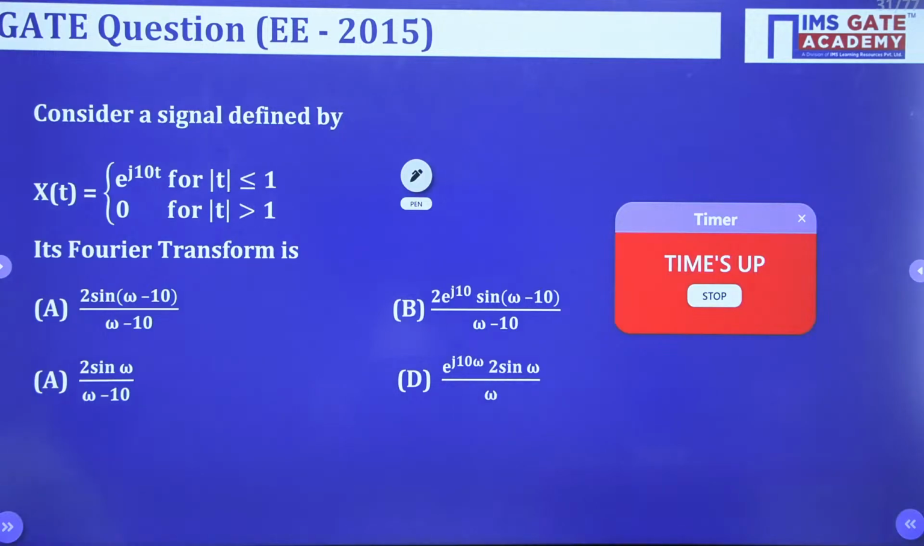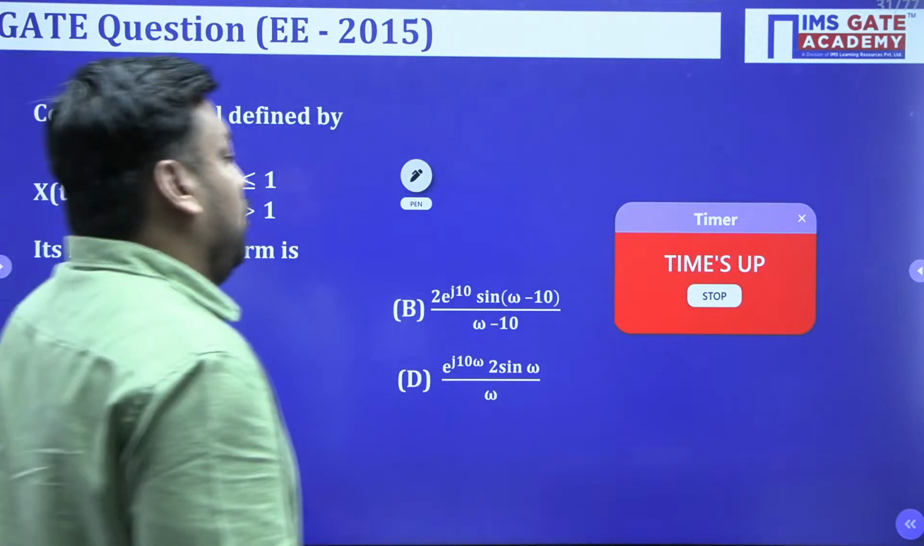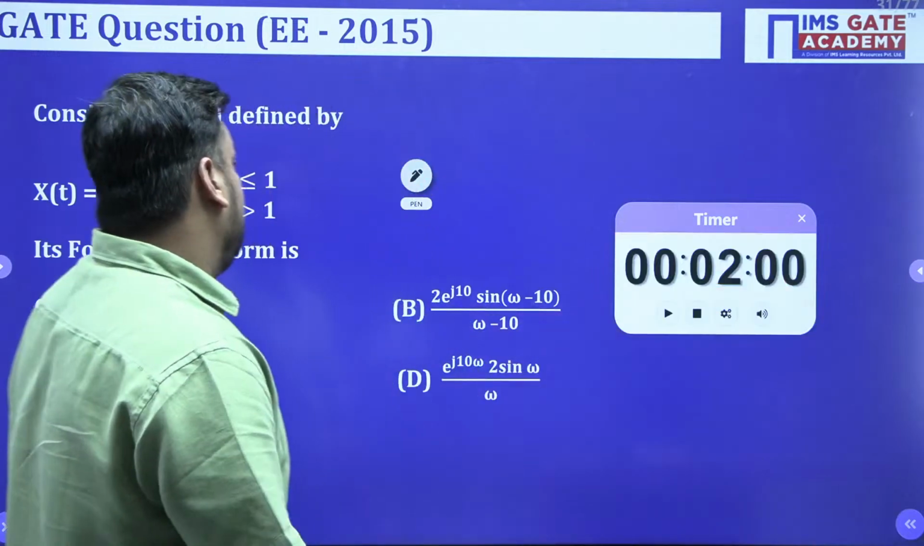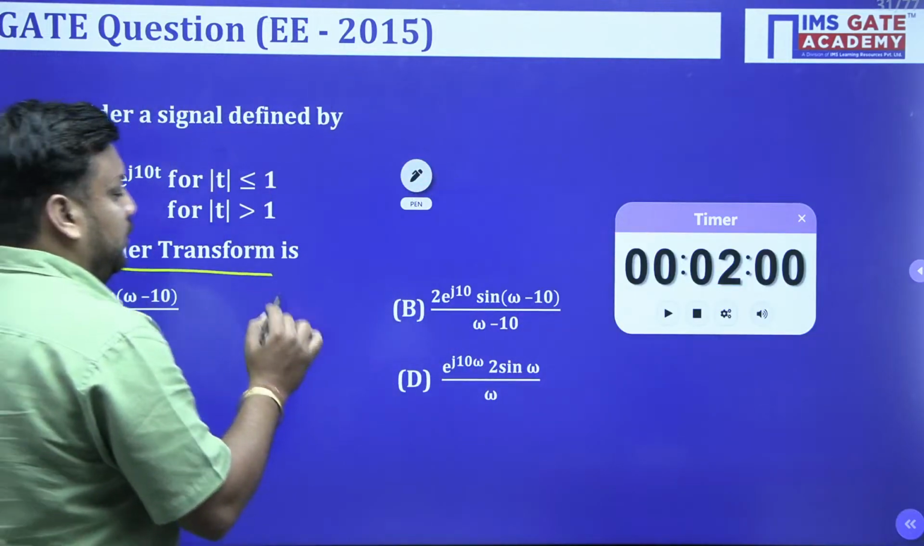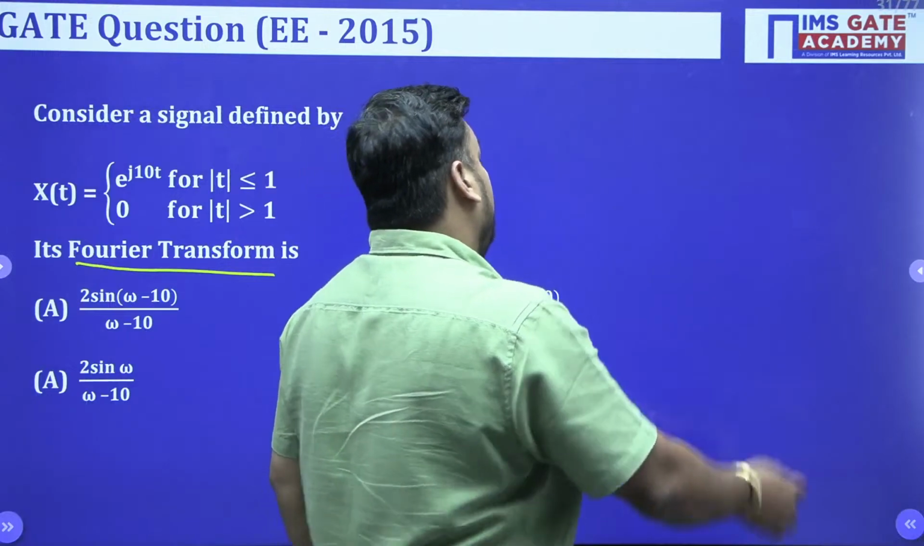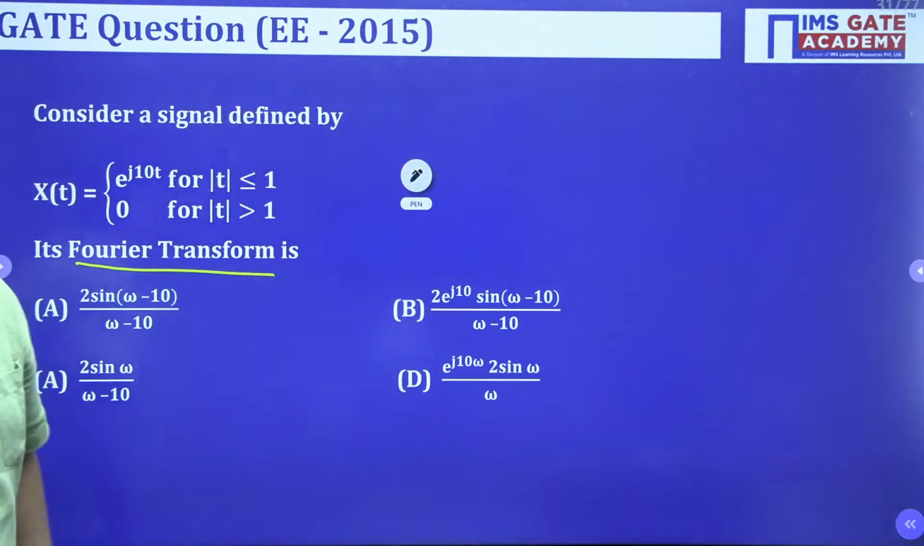Student, I am telling you, in the worst case, if you are not getting anything, just apply the Fourier transform formula, because it is asking for its Fourier transform. However, you should go for the short trick also. You can solve this question within 20 to 30 seconds also. But if nothing is coming to your mind, then you can simply apply the formula, you will get the answer.